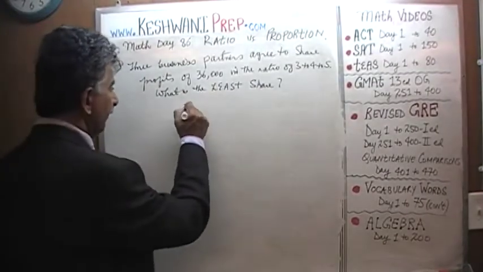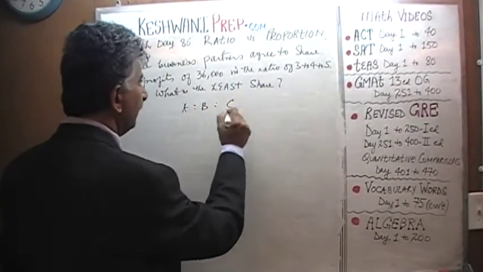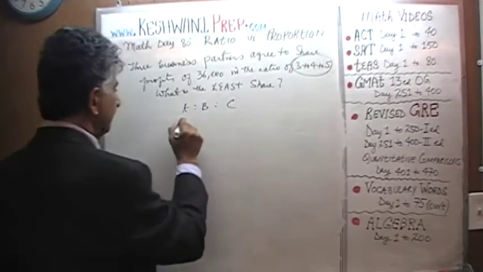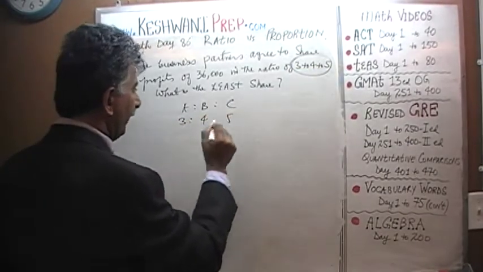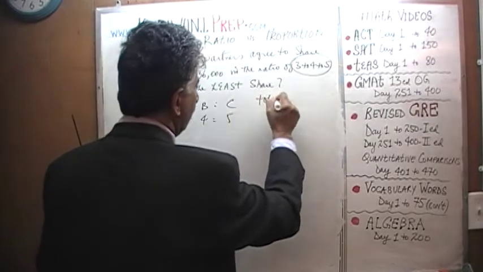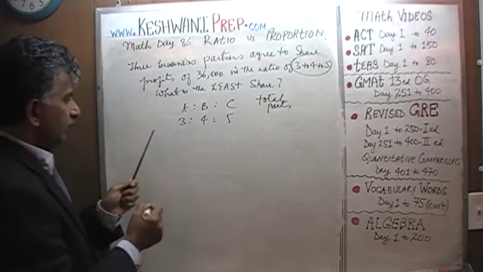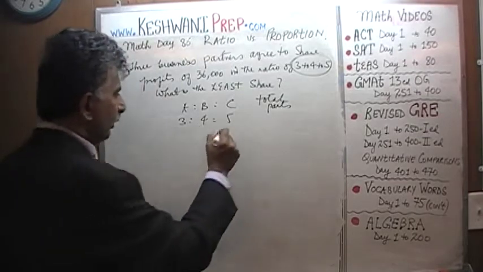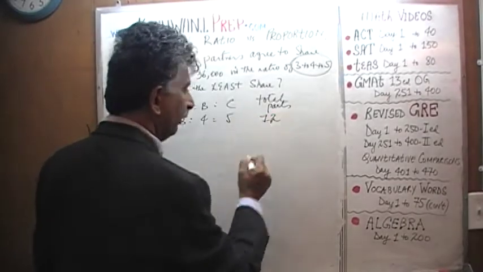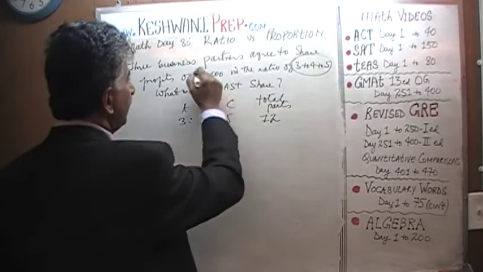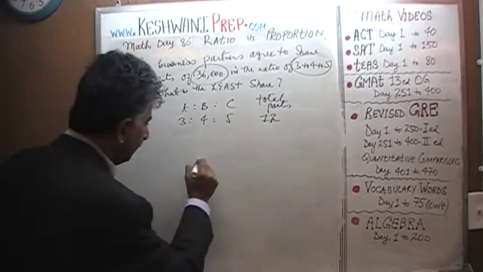Let's give them names so it's easier to speak about them. A, B, C, let's call them. And the share is right here, 3:4:5. So let's first figure out what the total parts are. Always figure out what the total parts are. 3 plus 4 is 7, 7 plus 5 is 12. So that makes it easy. 12 parts total, and we know that they have a profit of 36,000.